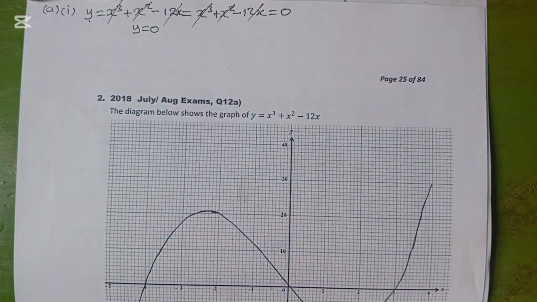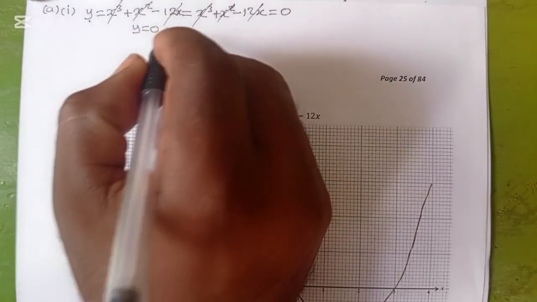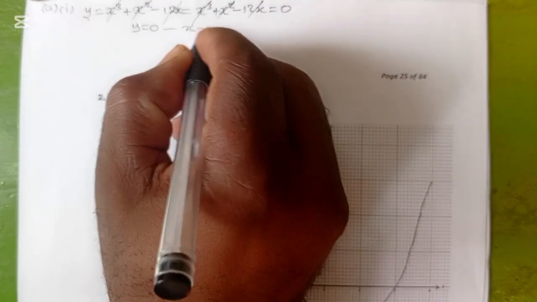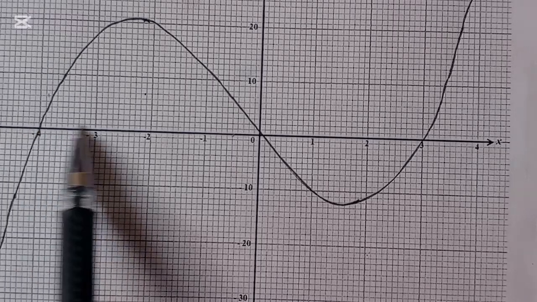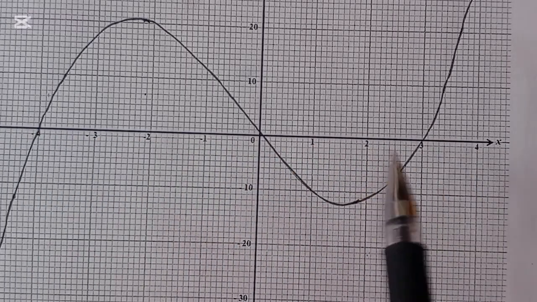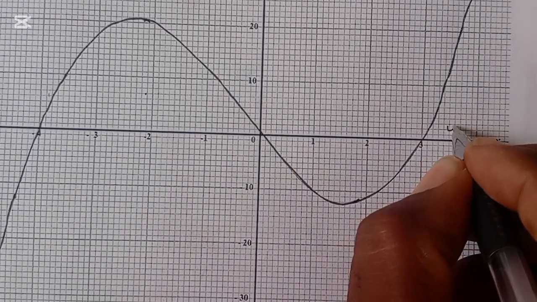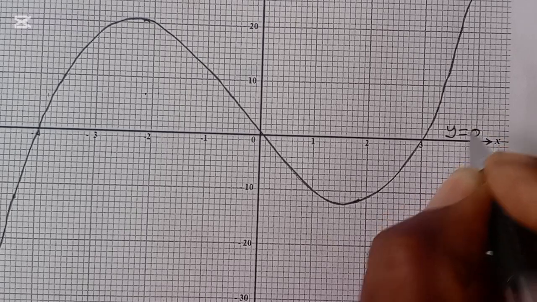So we'll go on the graph paper, y is equal to 0. y is equal to 0 is the x-axis. So we'll go where the x-axis is. This is the x-axis. This is y is equal to 0.